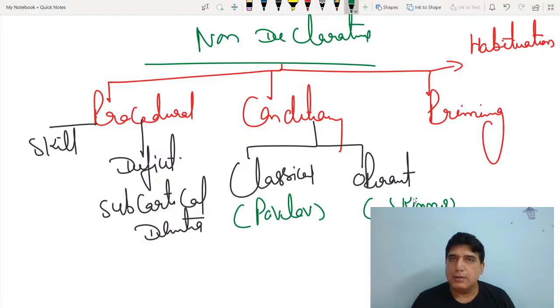Okay, priming question also recently they have asked, so be very careful about it. Procedural is deficit occurring in subcortical dementia. It's about skills, and conditioning we have discussed many times. Okay guys, this is about memory.